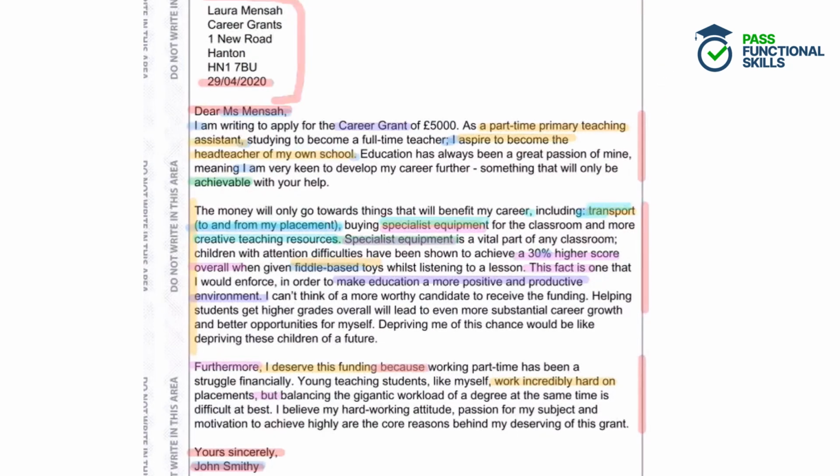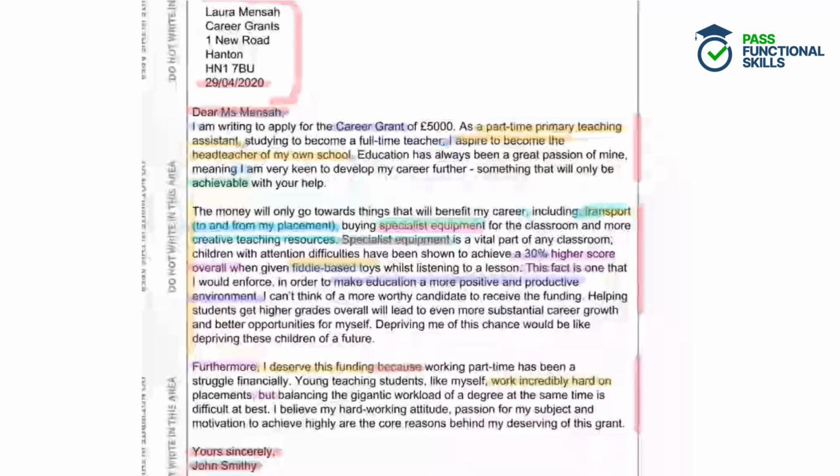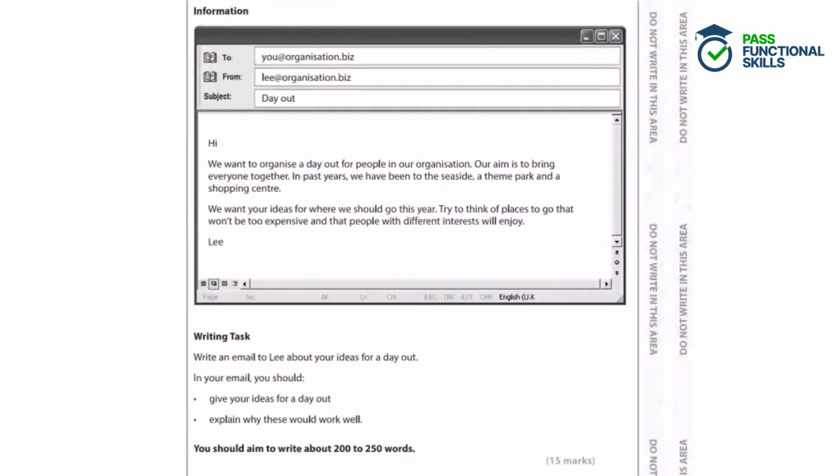So if you've written an answer to this question already, you can use this as inspiration to try and improve your answer. And if you haven't written an answer already, then you can use this as a kind of template to give you some ideas for how you could answer this question, and you can have a go at answering it yourself. Now let's take a look at the second task.